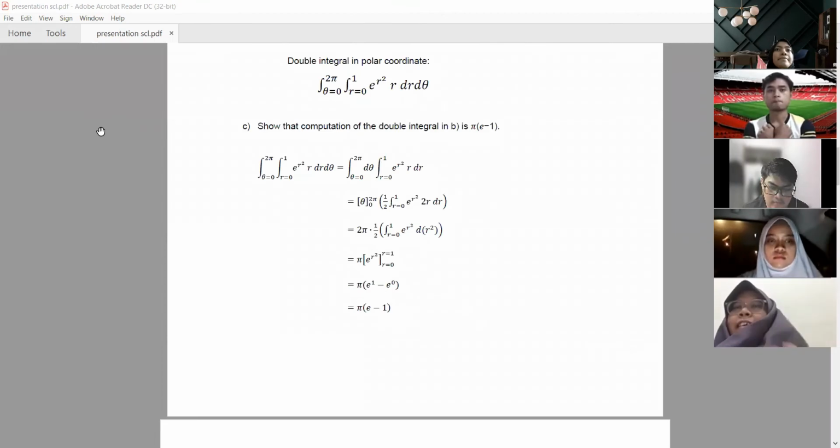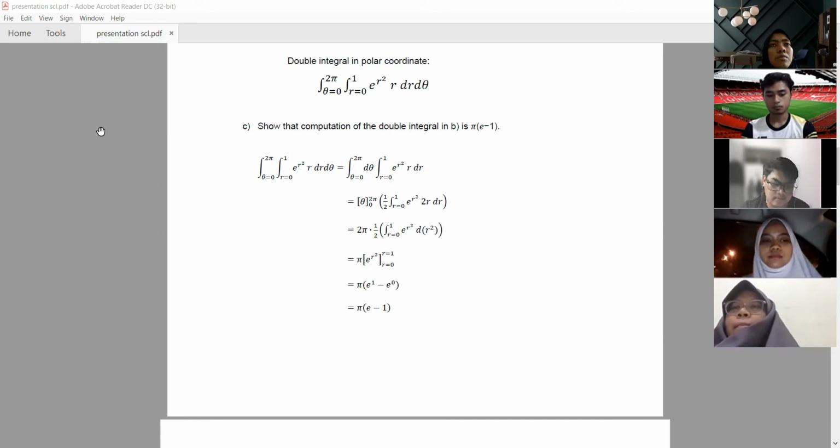So for number 2C, we have to show that the double integral in question B equals pi (e minus 1). Here we have to do the double integration and integrate with respect to theta and also r. By integrating theta, we get theta, and when we integrate r, we get 1 over 2 e to the power of r squared. So we put in the values and we get pi (e minus 1). Thank you.